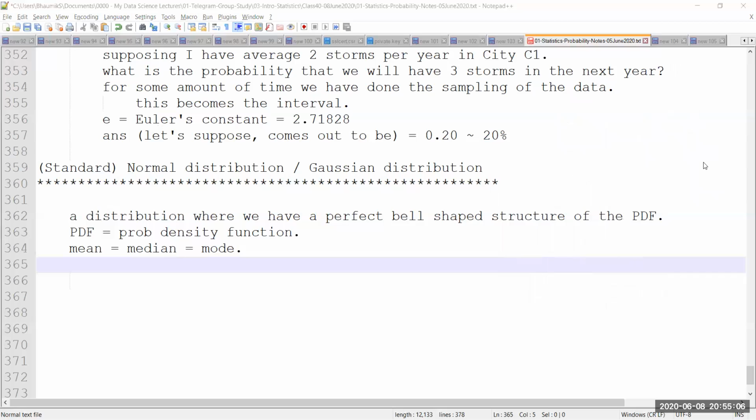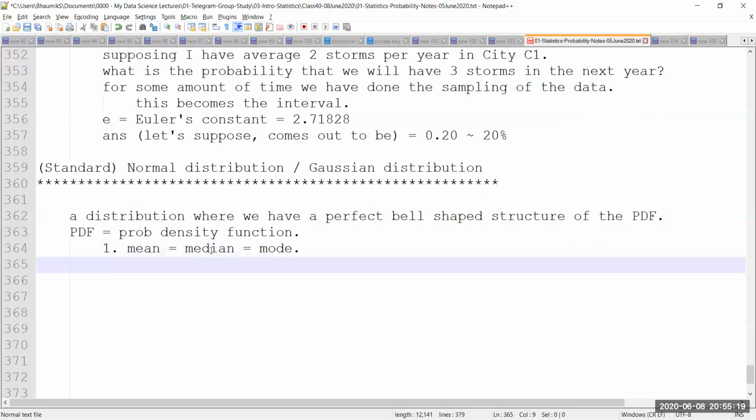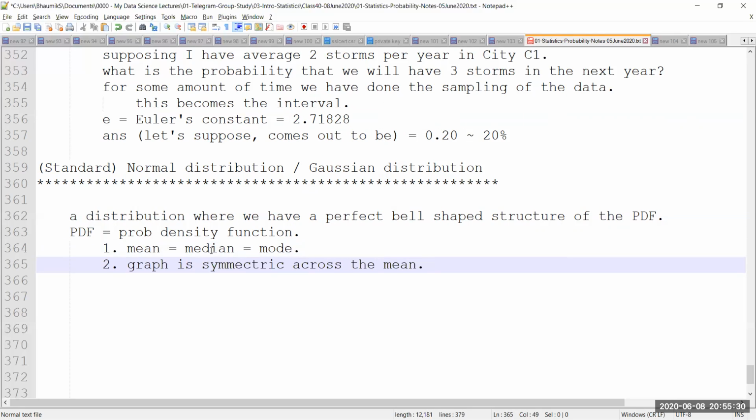What are some of the properties that we have of this distribution function? So the first property is this. This itself is a property: mean is equal to median equal to mode. The graph is symmetric across the mean. Right, so in the middle part you have the mean.